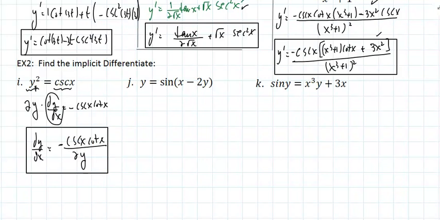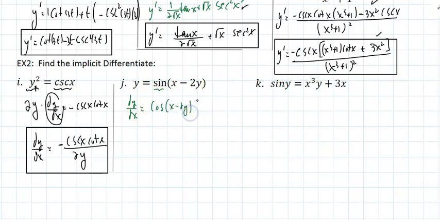Implicit appears a lot more than you like as well. Something you should get out of the way. And implicit is when you don't have y equal, y is present in both sides of the equation. Here, if I want to take a derivative, dy dx would be derivative of sine, which is the cosine of the angle or the argument, times derivative of this. Derivative of x is 1. Derivative of negative 2y is negative 2 dy dx.